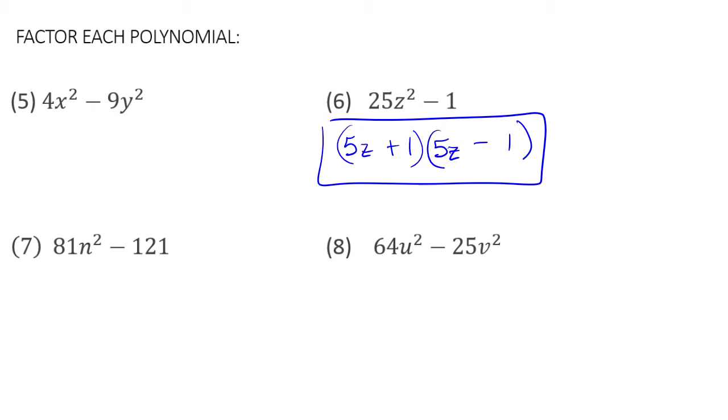All right, number 8. So it's a difference of 2 perfect squares, right? So both variables, even exponents. 25 is a perfect square, 64 is a perfect square. So we're all set. So I'm going to set up 2 sets of parentheses. I'm going to think about what multiplied by itself equals 64u squared, and that would be 8u. So put that in the first position. What multiplied by itself would equal 25v squared, that would be 5v multiplied by itself, 5v. Then we put a plus and a minus. That's it.